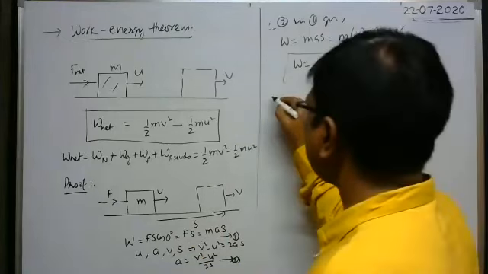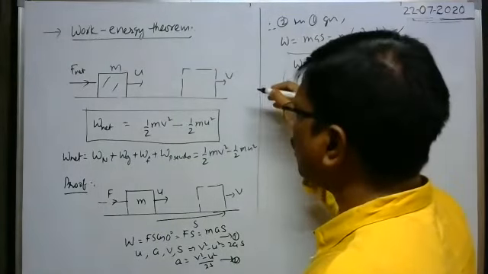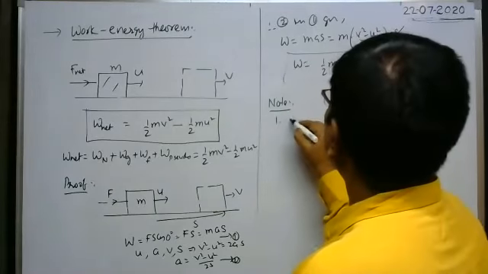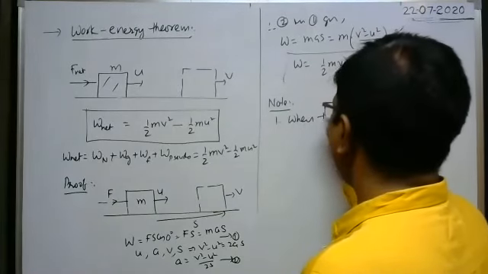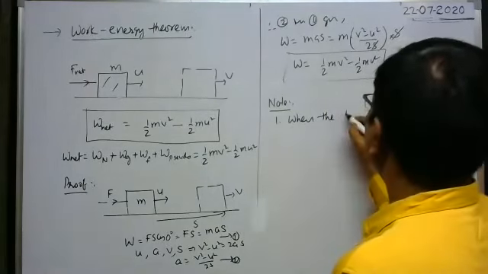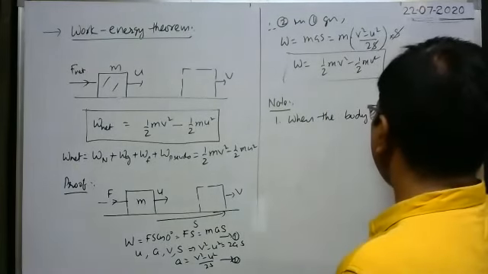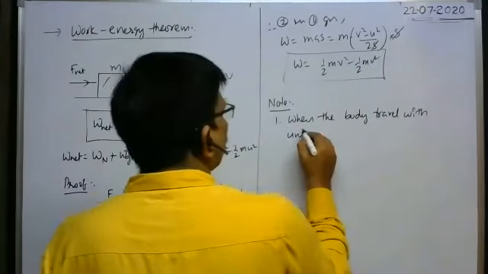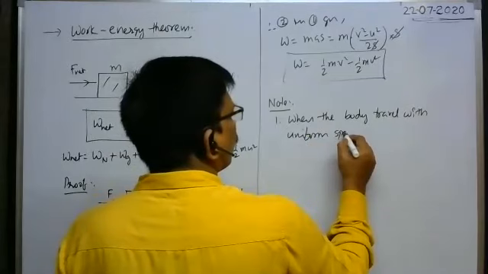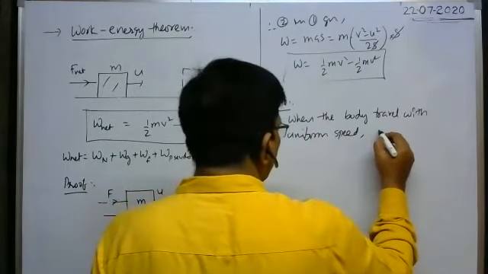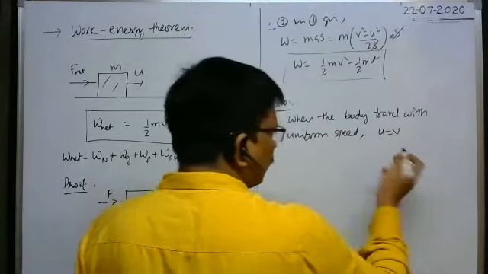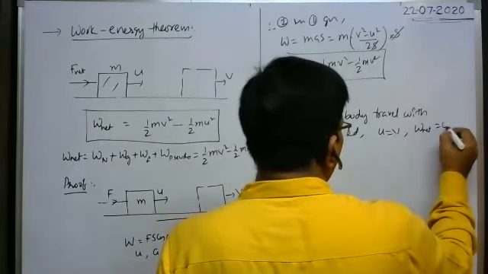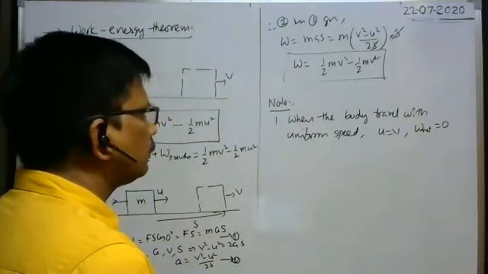Now, some note points related to this work energy theorem. First one: when the body travels with uniform speed, that means the initial velocity and final velocity are the same. There is no change in the velocity. That's why the net work done is equal to 0.